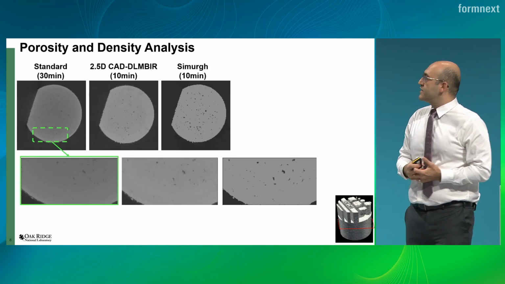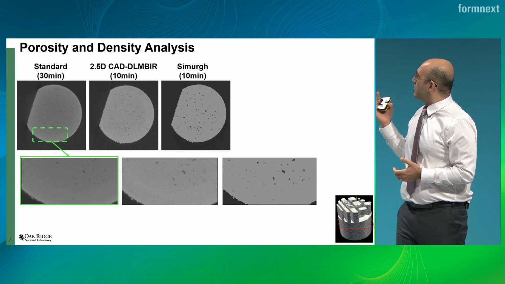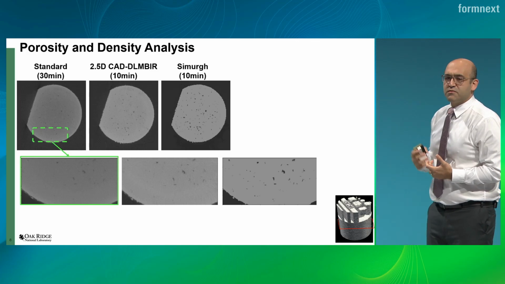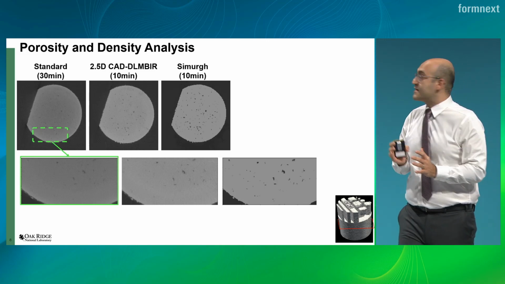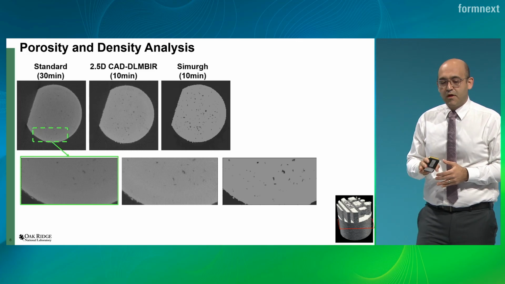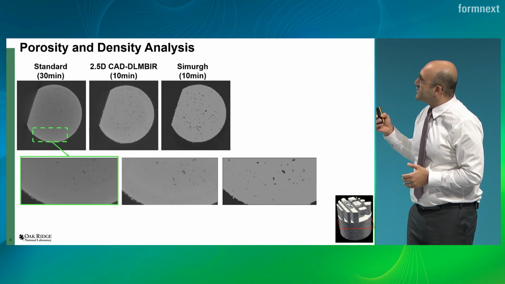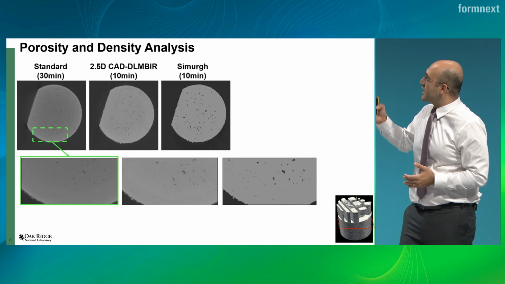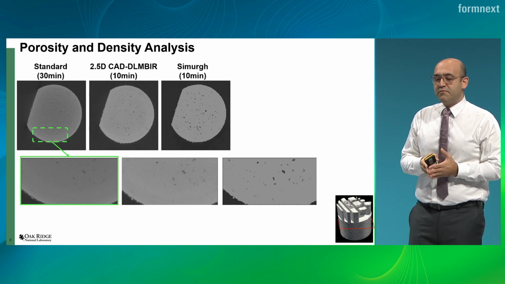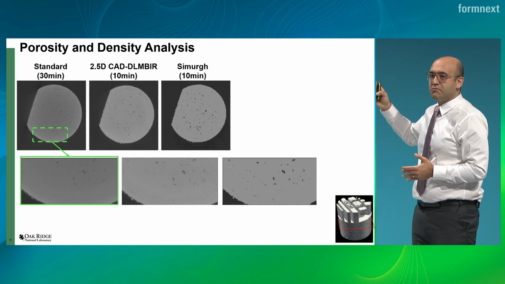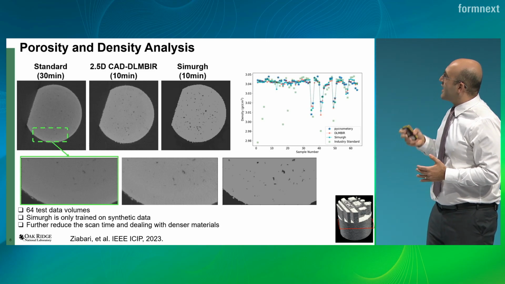So let's look at some of the results that we have achieved with this. Here you are looking at the CT of an aluminum sample, a simpler sample with a lower density, but the same thickness. Again, we are looking at the 15mm at the bottom. If you look at the cross-section with a 30-minute scan, which we standardly use, that's what you get on the top right. But with a 10-minute scan, this is what you get from our algorithm.